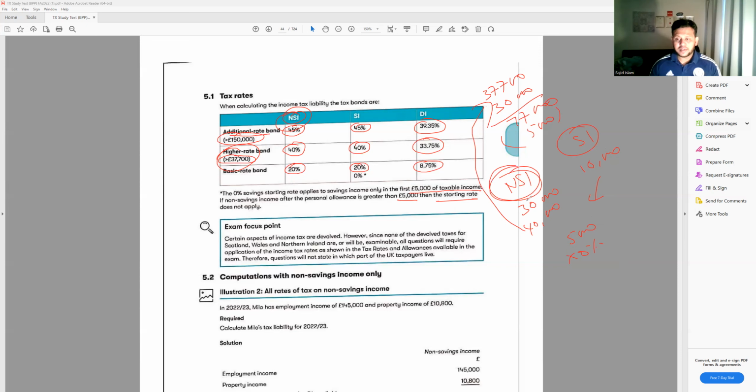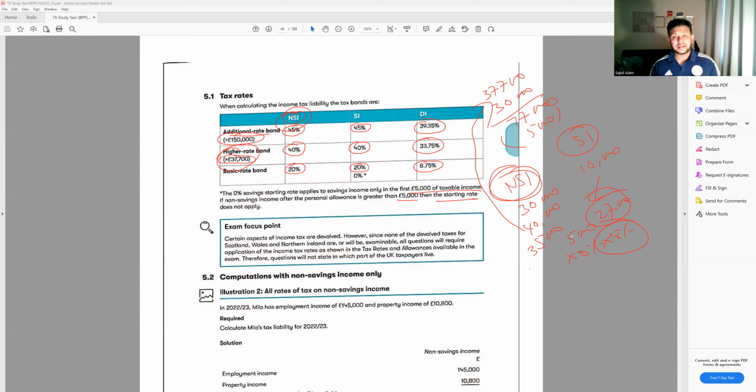Now, if your non-savings income is, for example, 35,000, that means you have only 2,700 left for the basic band. So you'll get only 2,700 of the savings income at the nil rate. So the nil rate is only applicable if there is any basic band remaining from the 37,700 after taking away the non-savings income. If you don't have anything, you don't get this 0 rate.